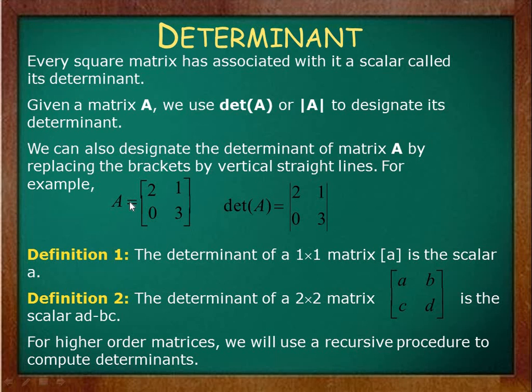corresponding to this matrix. So, the definition of the determinant: the determinant of a 1 cross 1 matrix is the scalar a, and the determinant of a 2 cross 2 matrix a, b, c and d is the scalar value ad minus bc. So if we multiply a with d and subtract the product of b and c, you will get the value of the determinant. For higher order matrices, we use a recursive procedure to compute the determinant.